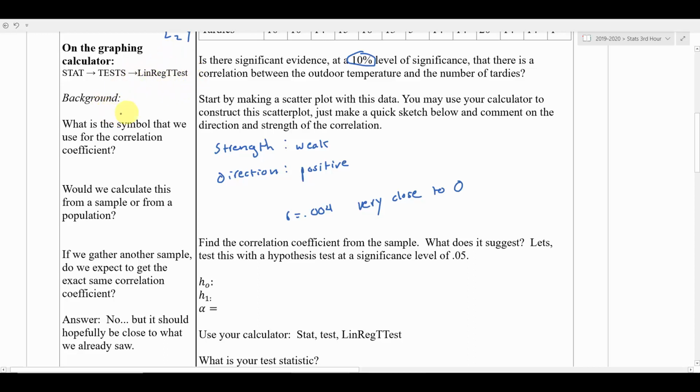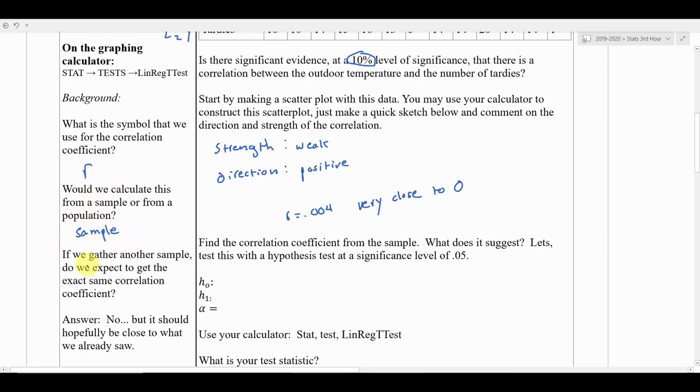And we're going to talk a little bit about its background. One of the first things we want to talk about is just notation. What is the symbol that we use for the correlation coefficient? We use a lowercase r. So make sure you're using the correct notation and the correct symbol. Would we calculate this from a sample or from a population? It comes from a sample. We would make observations, just like we did up here. We had a sample of about 13 temperatures and 13 days' worth of tardies, and that's where this value of R comes from.